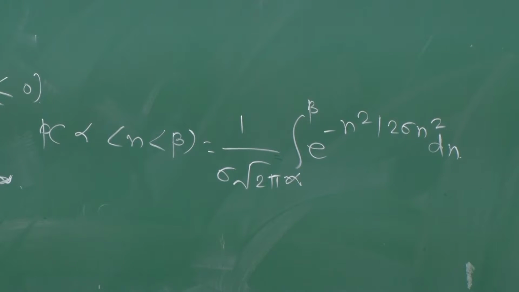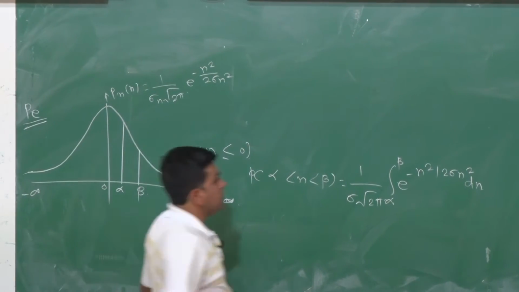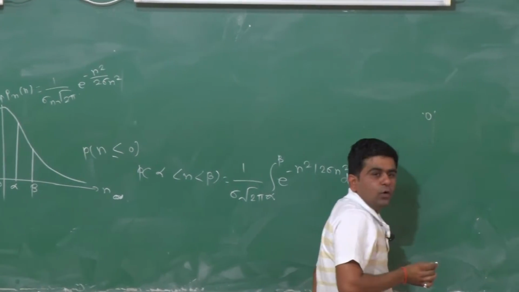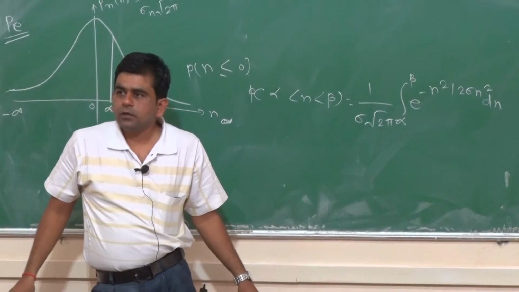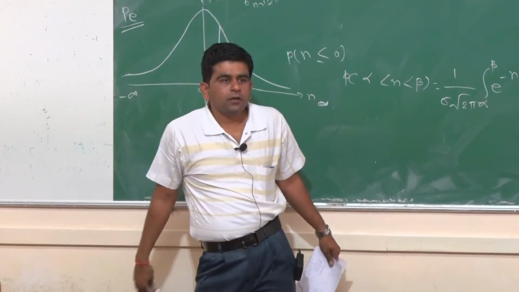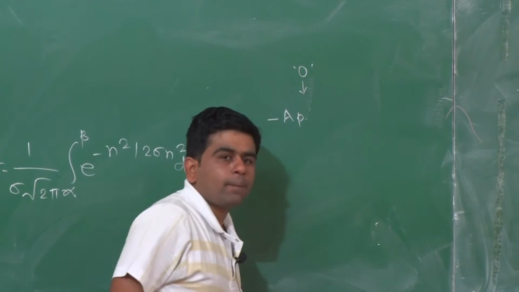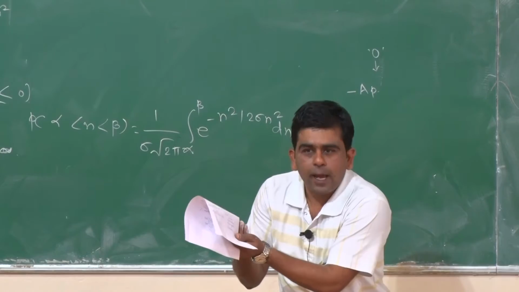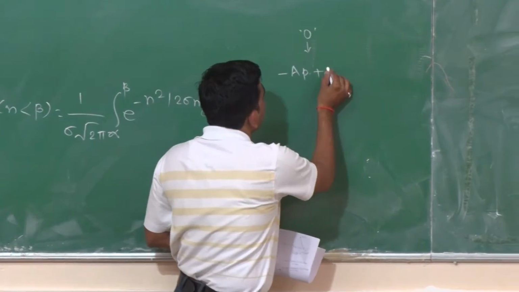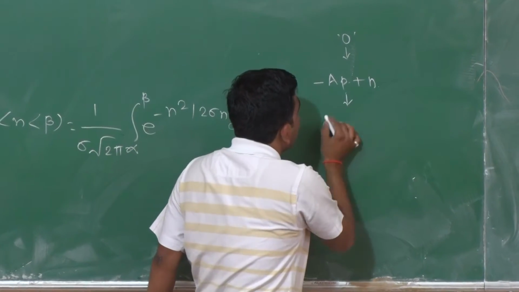Now we have to find out the probability of error. So write down, when 0 is transmitted from your transmitter, the sample value of received pulse is nothing but minus AP. When 0 is transmitted, your receiver will read this as minus AP, but the noise is going to add, that is plus N.